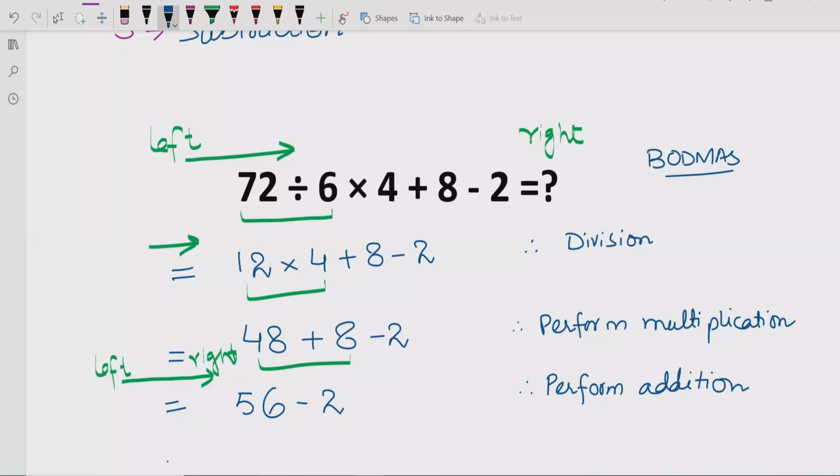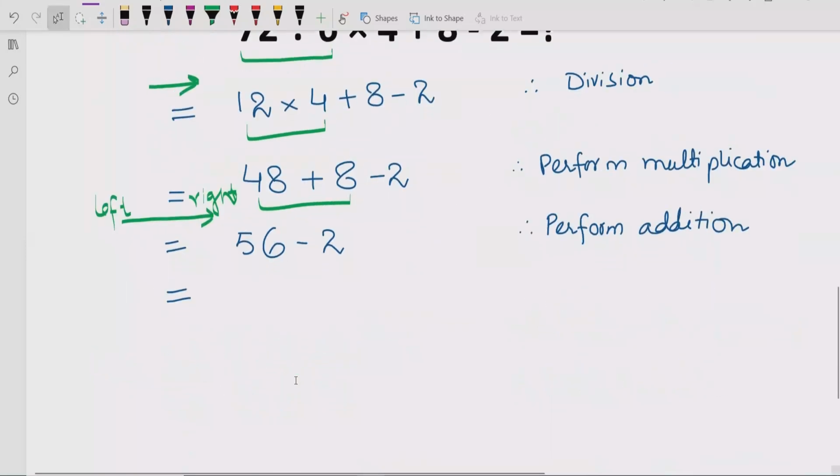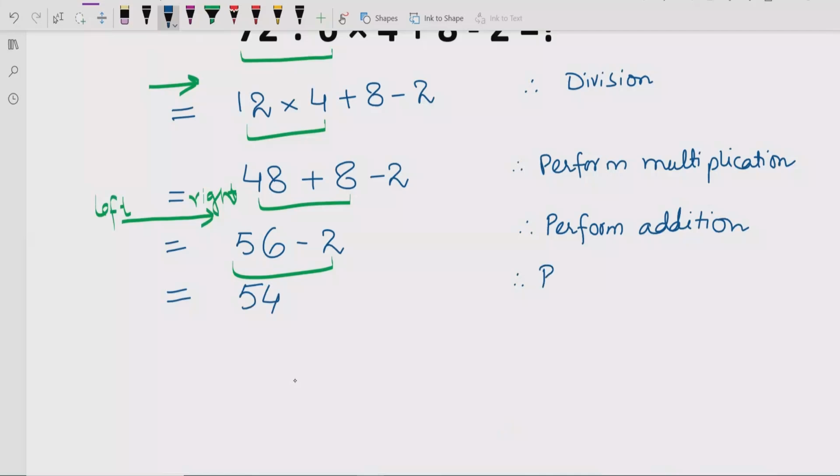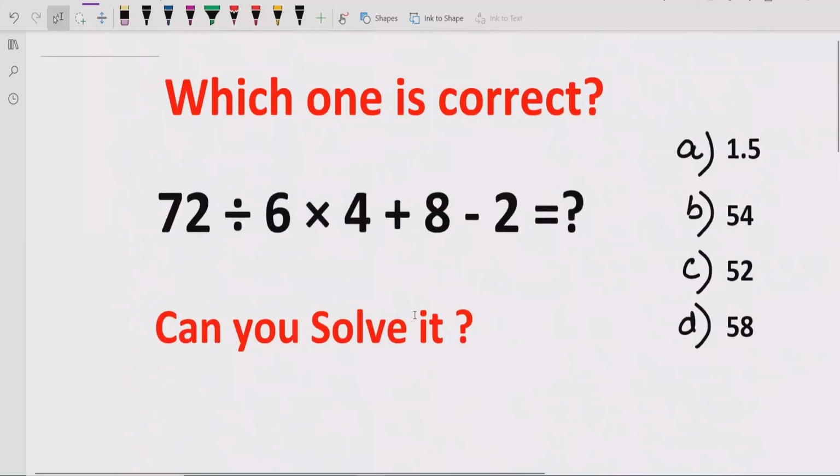And now the last one, 56 minus 2. Here we perform subtraction. So the answer to complete this expression is 54. If we see the answer in the given options, the correct answer is 54.